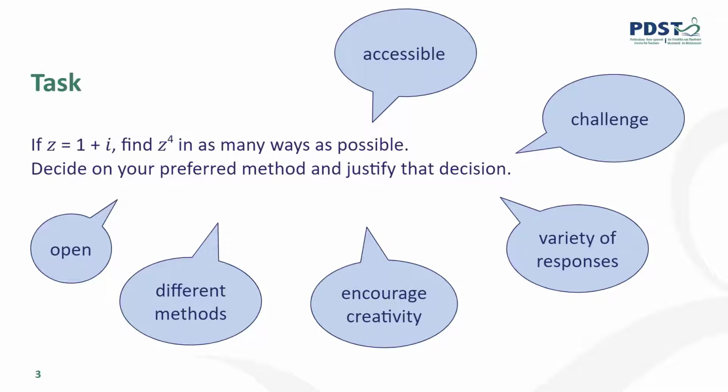The numbers have been chosen for specific reasons: the argument is in increments of 45 degrees, and the modulus is the square root of 2. Most students should be able to calculate these values by sketching a simple right-angled triangle.